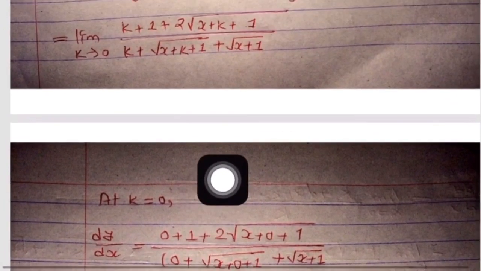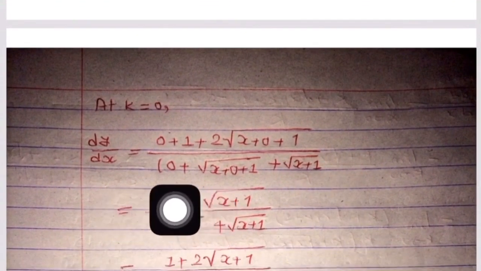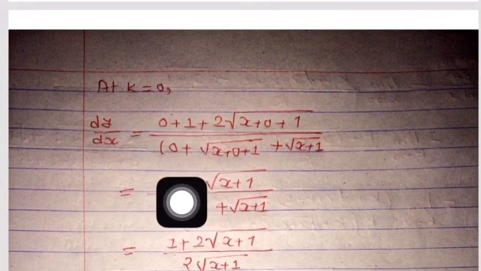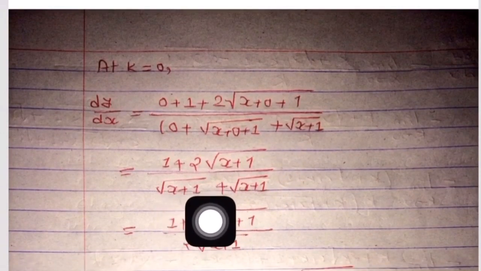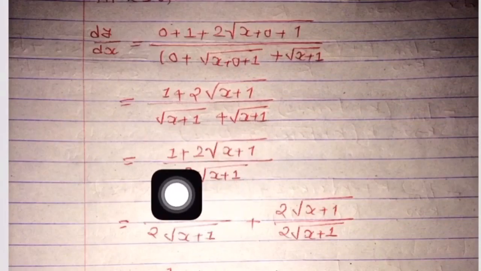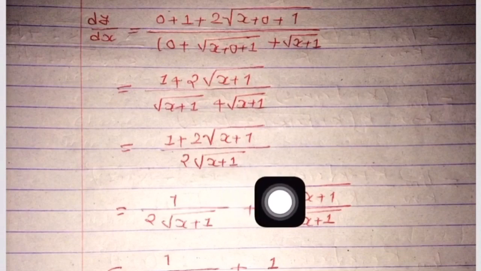Now at k equal to 0, using k equal to 0 over here, we have dy/dx equal to 0 + 1 + 2 times √(x + 0 + 1), divided by 0 + √(x + 0 + 1) + √(x + 1). Okay, your bracket is missing, so you can add a bracket here, and after simplification we have [1 + 2√(x + 1)] divided by [√(x + 1) + √(x + 1)]. Okay, these two terms are similar, adding them we have [1 + 2√(x + 1)] divided by 2√(x + 1).